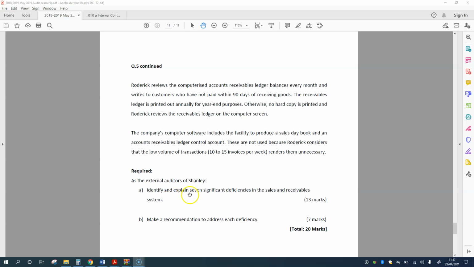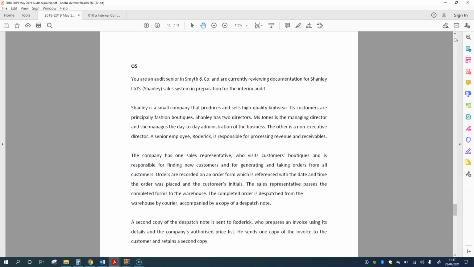We're looking at a question on internal control in the auditing exam paper, where you're asked to identify and explain 7 significant deficiencies in the sales and receivable system, which is outlined in the scenario above, and make a recommendation to address each deficiency. So 20 marks, and that's it there. And here's the question. Here's the scenario. I'll just leave it on the screen. You can pause it there. Move down to get the second half.